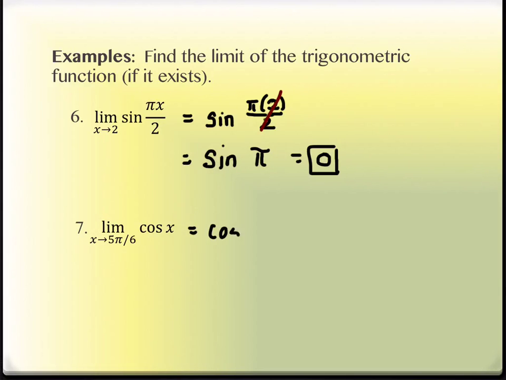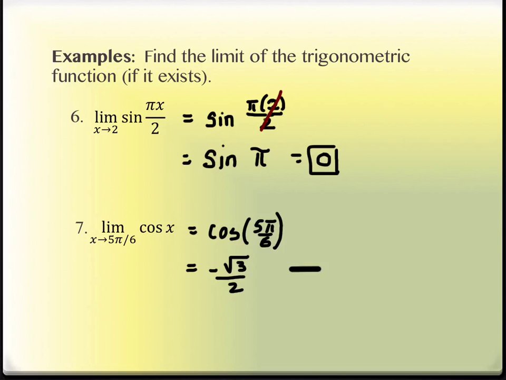Well, we'll attempt to do the same thing. The cosine of 5 pi over 6. Now, that one's probably not quite as strong in your memory as sine of pi, but does anybody remember the cosine of 5 pi over 6? Negative radical 3 over 2. And just so that I've reminded you sufficiently, let me show you something that I think of when I work on these.